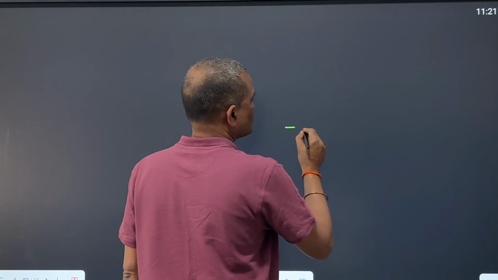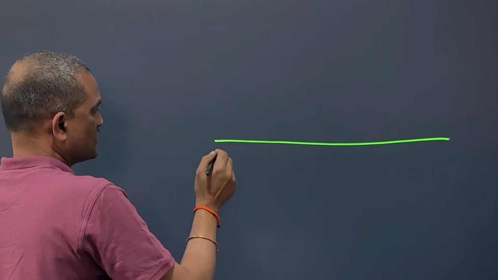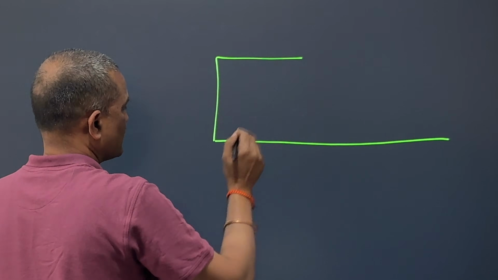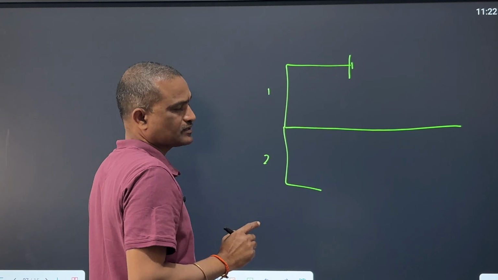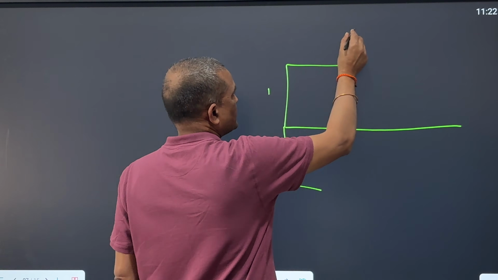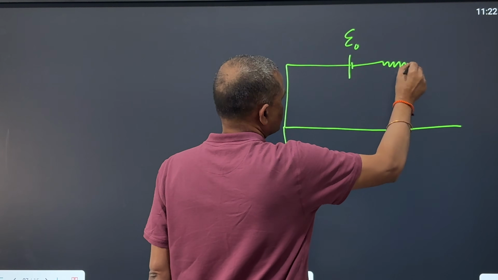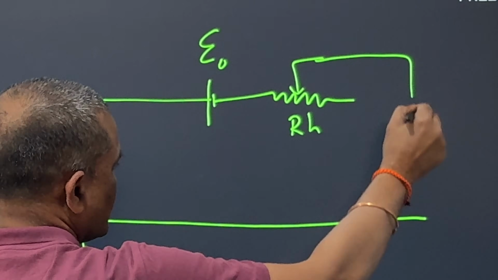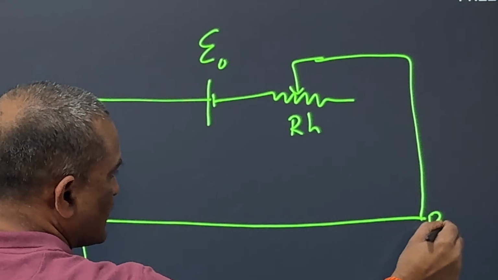A potentiometer consists of a wire, a manganese wire of length 10 meter. There are two circuits. This circuit is called the primary circuit and this circuit is called the secondary circuit. The primary circuit consists of a standard electric cell. Its EMF is E0 and it is connected to a rheostat and the end of the wire is connected. So, the total length of the wire, let us say AB.